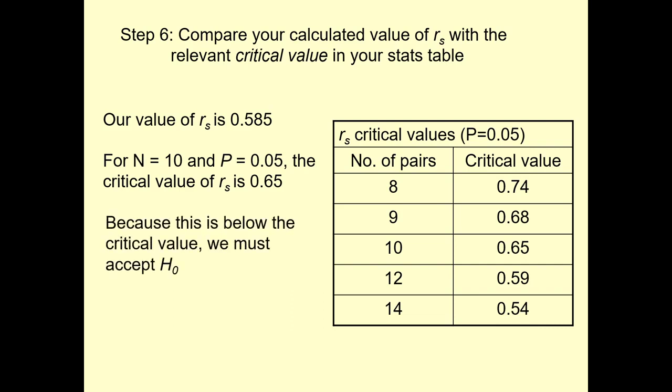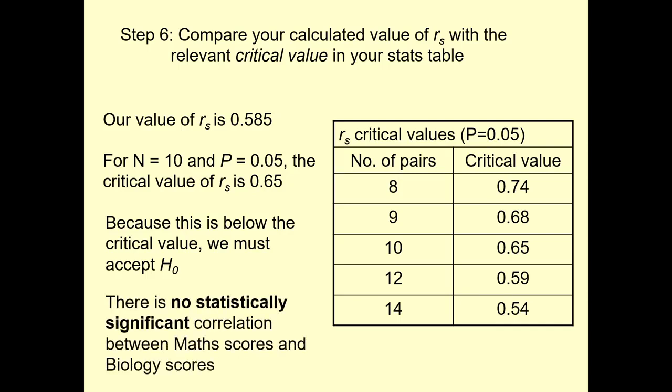Because the critical value is 0.65 and our value is 0.585, it does not exceed this critical value; it is below the critical value. So we must accept the null hypothesis H0. There is no statistically significant correlation between maths scores and biology scores. Just because you're better at maths does not mean you're going to be better at biology in this instance. And that's it.